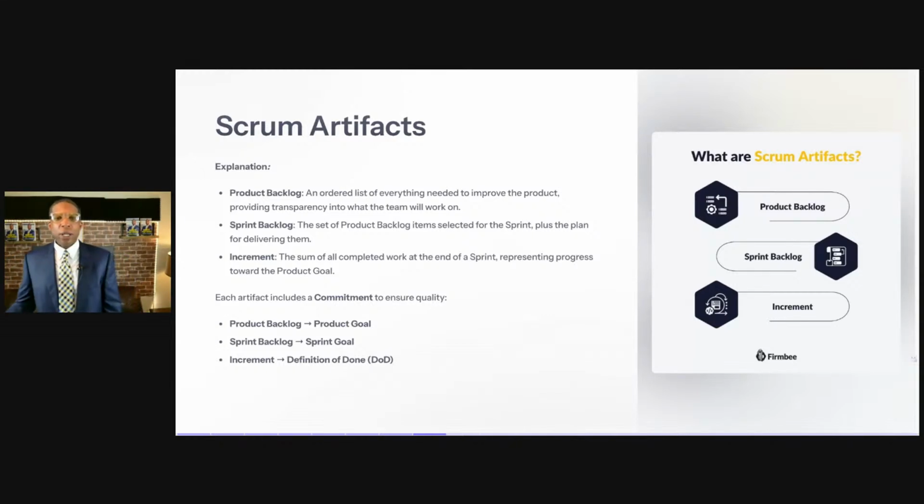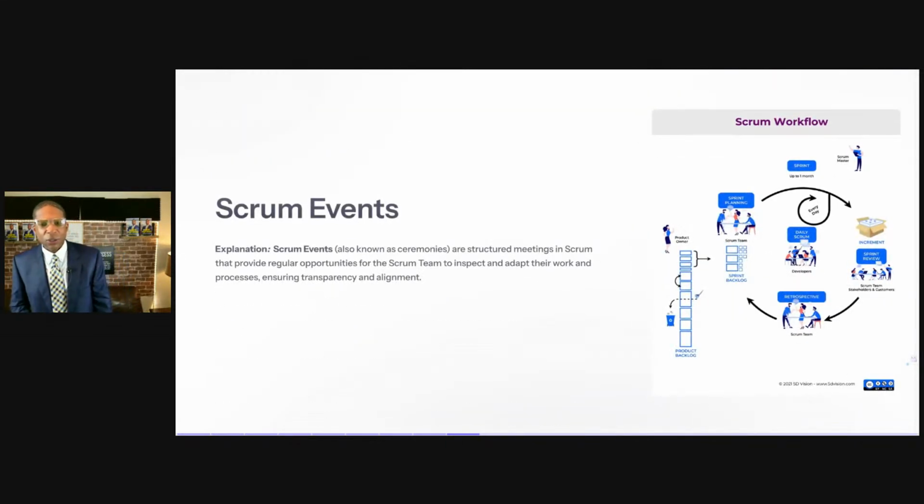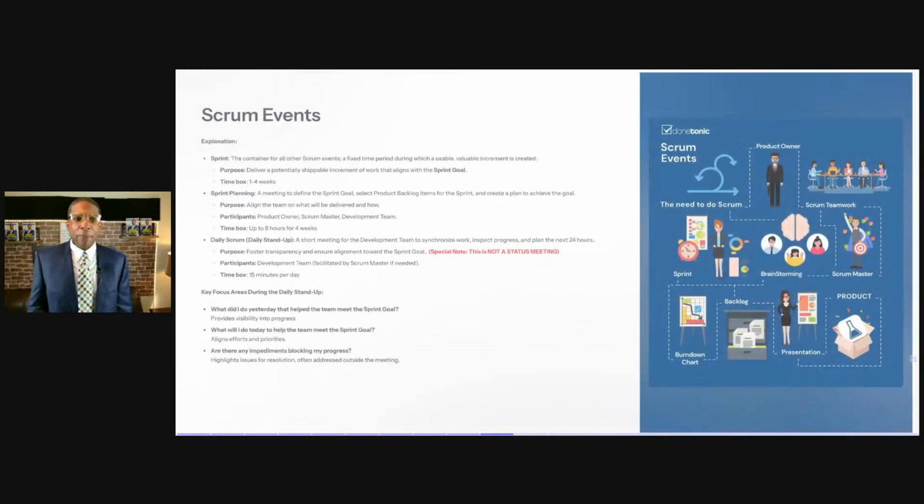We are going to go deeper, but I just want to get a feel for what you guys are thinking about what we're talking about here. So this is just, as they say, the appetizer. Scrum events. So what are Scrum events? They're also known as ceremonies. They're structured meetings in Scrum that provide regular opportunities for Scrum teams to inspect and adapt their work and processes, ensuring transparency and alignment. There's that word again, transparency. All right, let's unpack these events.